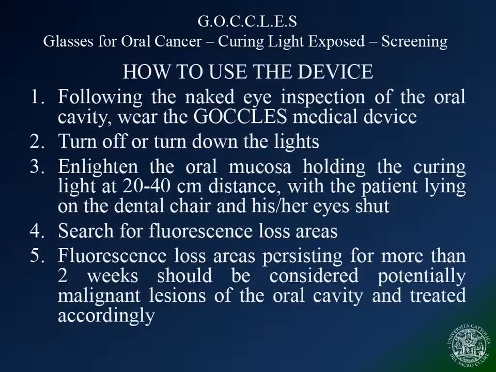Here are some instructions on how to properly use the device. Following the naked eye inspection of the oral cavity, wear the Goccles medical device. Turn off or turn down the lights. Then illuminate the oral mucosa holding the curing light at a proper distance, with the patient lying on the dental chair and his or her eyes shut. Finally, search for fluorescence loss areas.